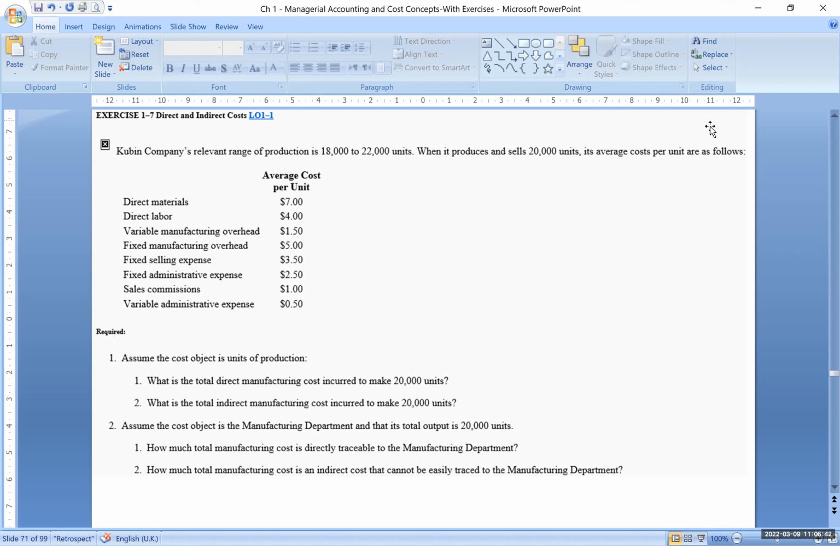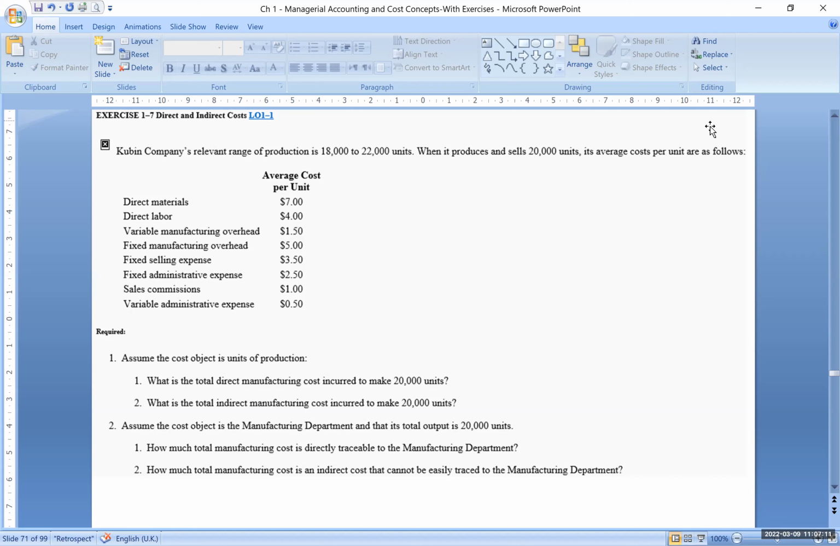So the answer will be, let's write down the answers in a blank slide. The direct materials $7, direct labor $4, only the direct materials and labor for the units of production, multiplied by 20,000 units. This equals 11 multiplied by 20,000, which equals 220,000. Why do we choose only these two?